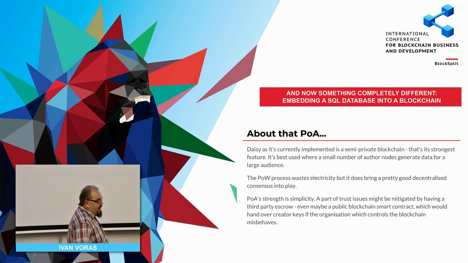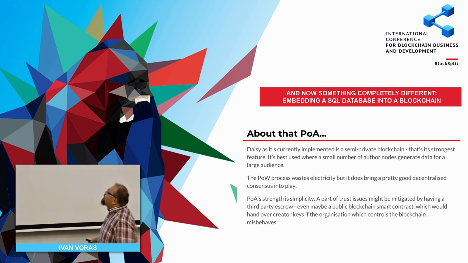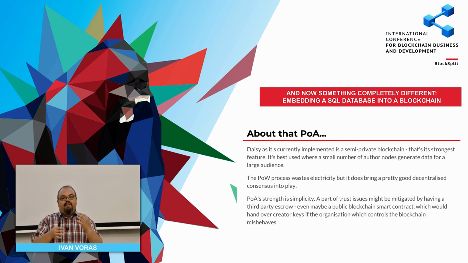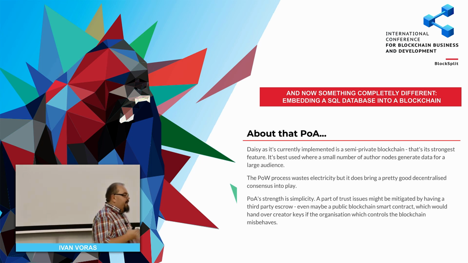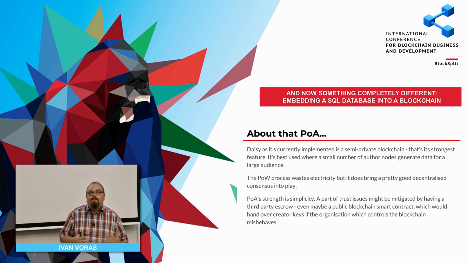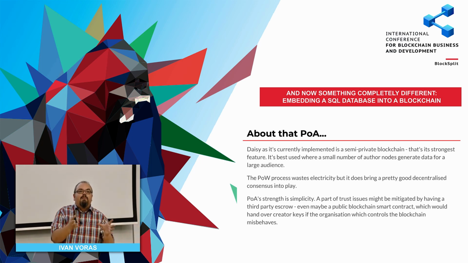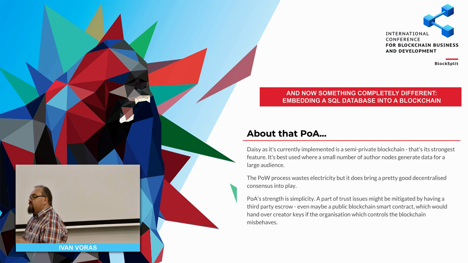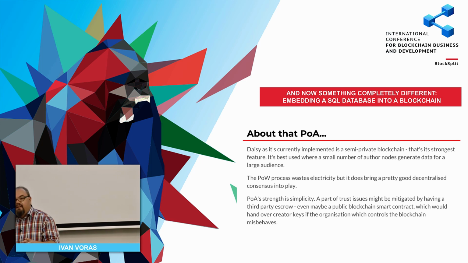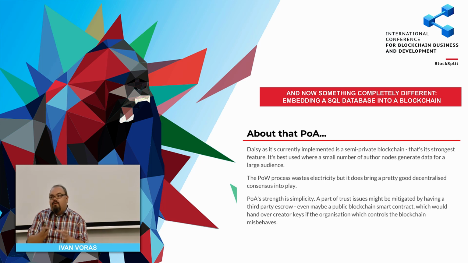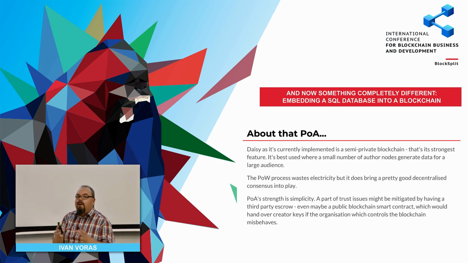A few notes about proof of authority. As you have maybe realized with the examples I've given, DAISY is basically best suited for the cases where there is a small number of publishers, a small number of nodes which publish authenticated data to the wider world. It doesn't have to be small in terms of 1 to 10, it can really be thousands.